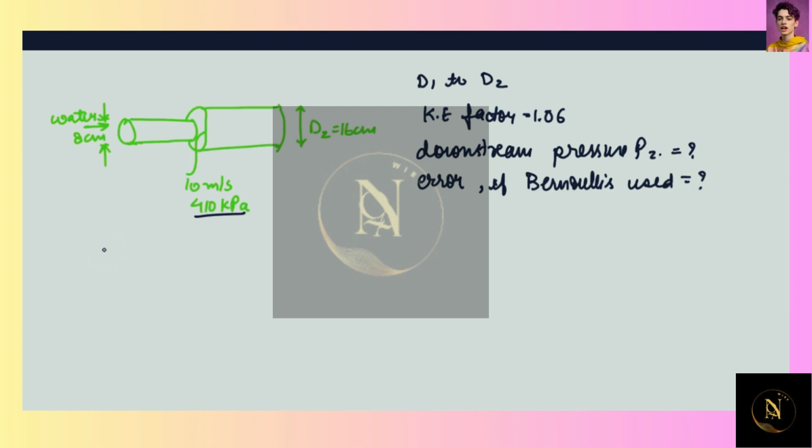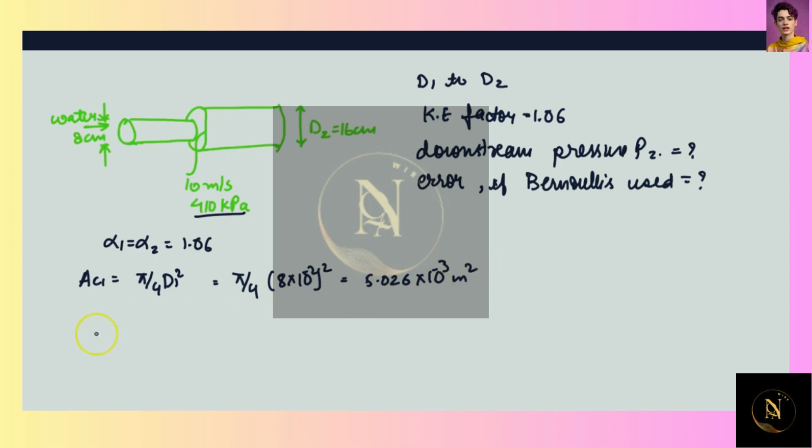The kinetic energy correction factor for both the inlet and outlet is 1.06. The flow is assumed to be steady, fully developed and incompressible. The cross-section flow area of pipe 1 is pi by 4 d1 squared. Substituting the value of d1, pi by 4 into (8 into 10 raised to the power minus 2) whole squared, the area of cross-section will be 5.026 into 10 raised to the power minus 3 meters squared.